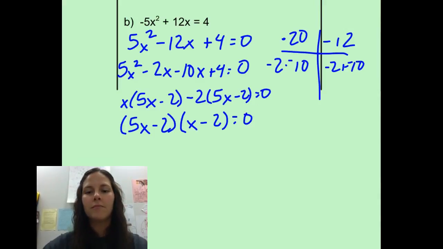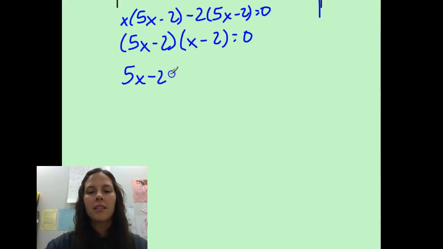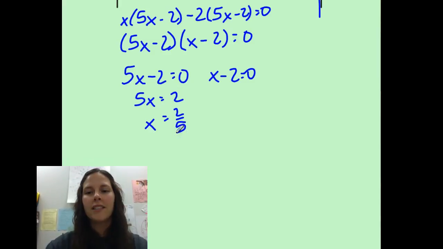equals 0. Next, I'm going to use what's called the zero product property. I have two pieces being multiplied together to equal 0. The only way to multiply and get 0 is if one piece or the other equals 0. Solving my first equation by adding 2 to both sides and dividing by 5, we get x equals 2/5. Second equation, adding 2 to both sides.